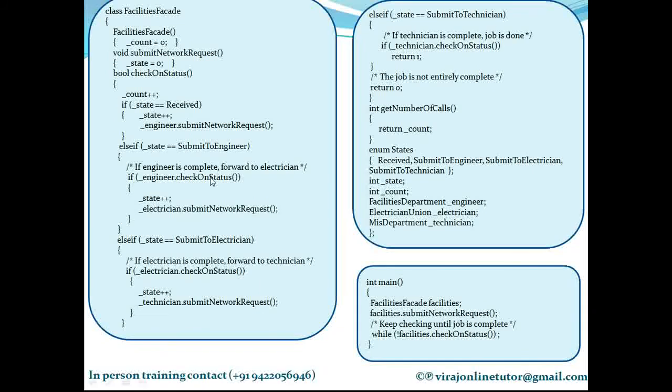So if it returns a 0, then we are not incrementing it here. We are not incrementing the state of the Facade because it is not yet completed. Let the user call check on status again. Again, is state submit to engineer? Yes. Now again call check on status of engineer. Has engineer completed processing the request? If engineer completes processing that request, only then you increment the state of Facade. So now we'll move to submit to electrician. And now you're actually submitting it to an electrician.